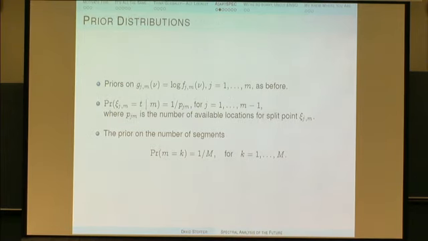So we have to have priors, right? Same as before. And then, given the number of segments, we just made everything uniform. So the location is uniform, the prior is uniform. And on the number of segments, the prior is also uniform on some large number, M. We tried other priors, Poisson kind of priors and things like that, but this seems to work pretty well.